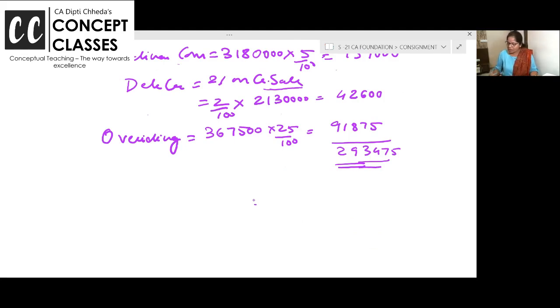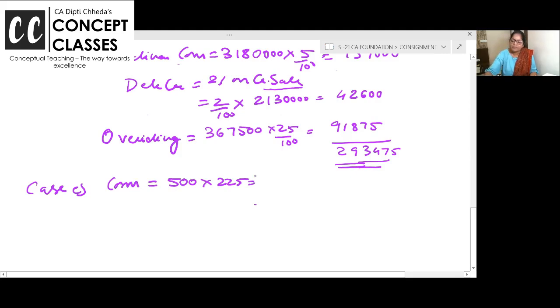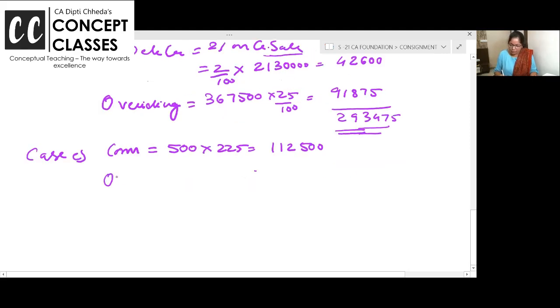चलो, last one now, case E. I'm reading for all of you, case E. He was entitled for a commission of 500 per unit sold plus 25% of the surplus price realized. Same, just a little different combination. Commission 500 per unit sold: 1,12,500. And that overriding commission is the same, 91,875. Bus, two commissions.